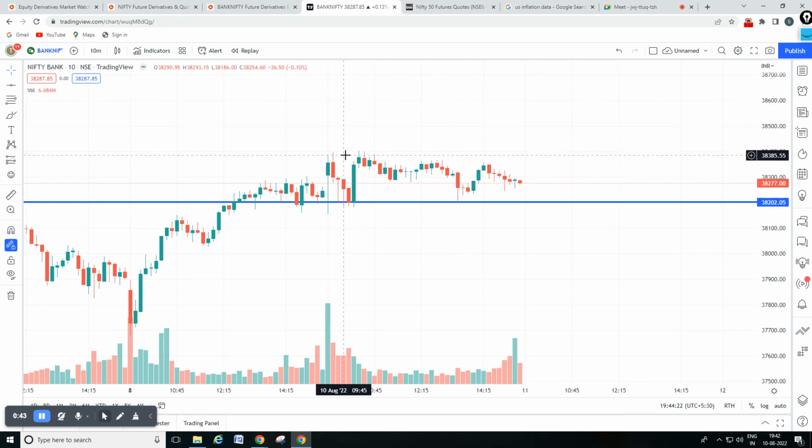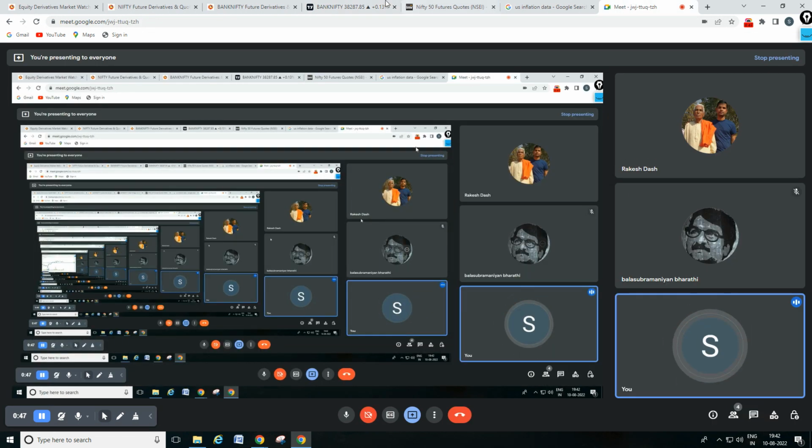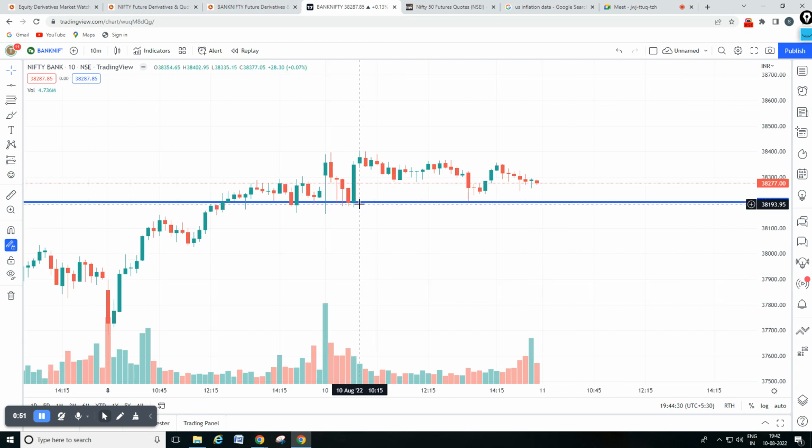First of all, I just want to ask you one thing. Das ji, Rakesh ji is also there, na? Sir, what do you mean by this candle? What does this red candle signify and what does this green candle signify? Do you know that, sir? What does this candle mean?